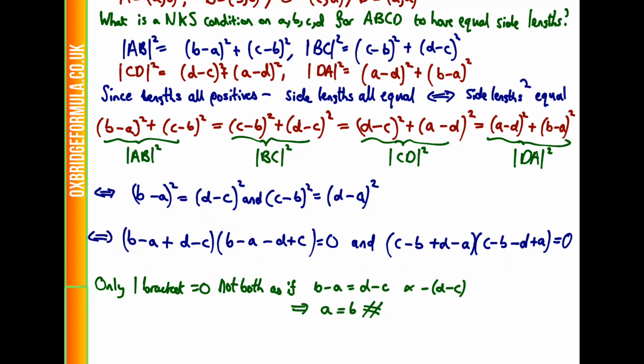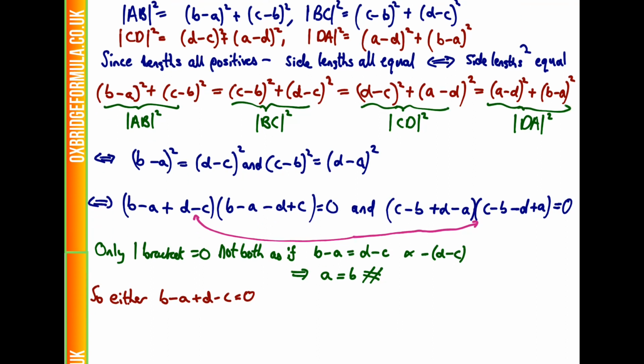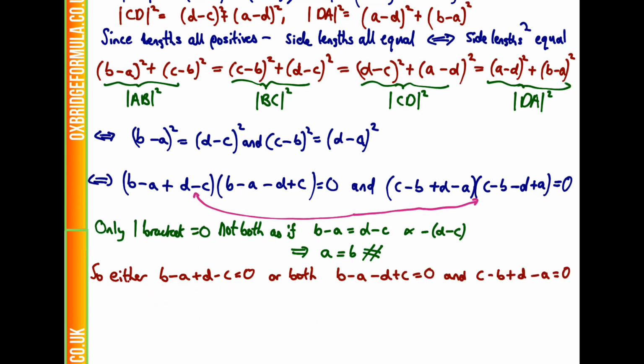But what else do we notice about these? Well, we see that this bracket and this bracket are actually the same thing. This is, in fact, this bracket times minus 1. So for these two equations to both hold, either this one is equal to 0, and so this one is also equal to 0, and these two are not equal to 0, or if this one is not equal to 0, we need this bracket to be 0 and this bracket to be 0. So you have two cases. Either this one is equal to 0 by itself, or both this and this are equal to 0. I'll call these equation 1 and 2.